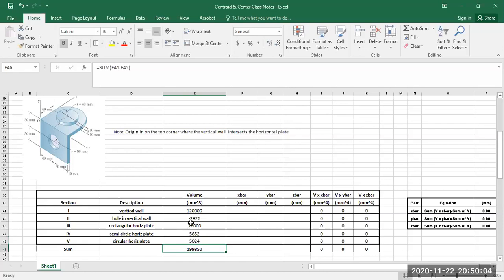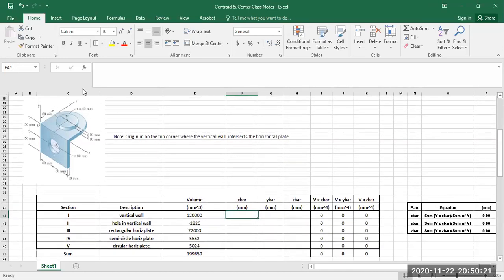Okay, so now we have the volume of all 5 of those things, and we summed it up. The sum here is a sum of all of them, taking into account that the hole is a negative. Okay, now let's look at the X bar. You see where the X-axis is? The X-axis is right here, and I'm measuring everything from the origin. So for the vertical wall, going in the X direction, since it's 10 wide, X bar is going to be 5. And that's the same for the hole, it's 5. For the rectangular horizontal plate, it's 60 over, so it's going to be 30.